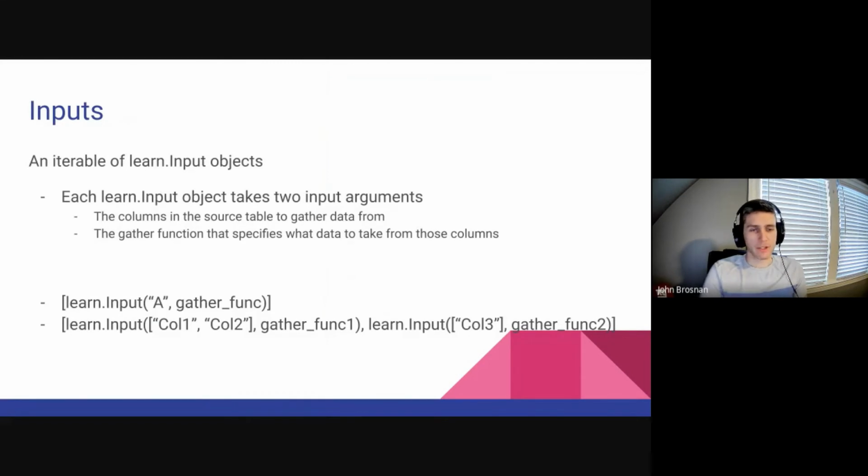So I just went over this briefly, but each learn.input object takes 2 input arguments. The first is one or more columns from the source table to gather data from, and the second is the gather function that specifies what data will look like. I have 2 examples down below. The first is where I take a single column, and the second is where I have 2 learn.input objects stored within a list. In which case, when I feed this to my model function, the model function will see 2 inputs instead of 1, where the first input will be a 2-dimensional NumPy array with 2 columns, and the second will have 1 column.